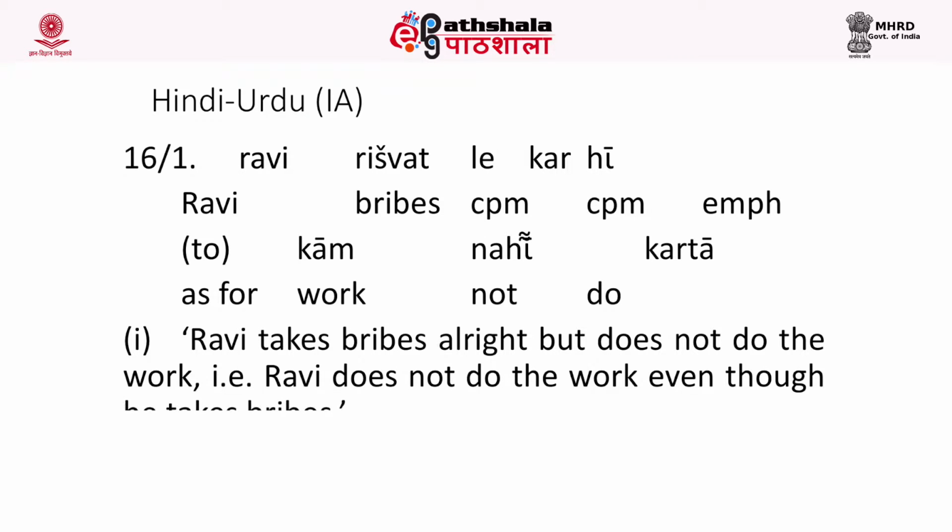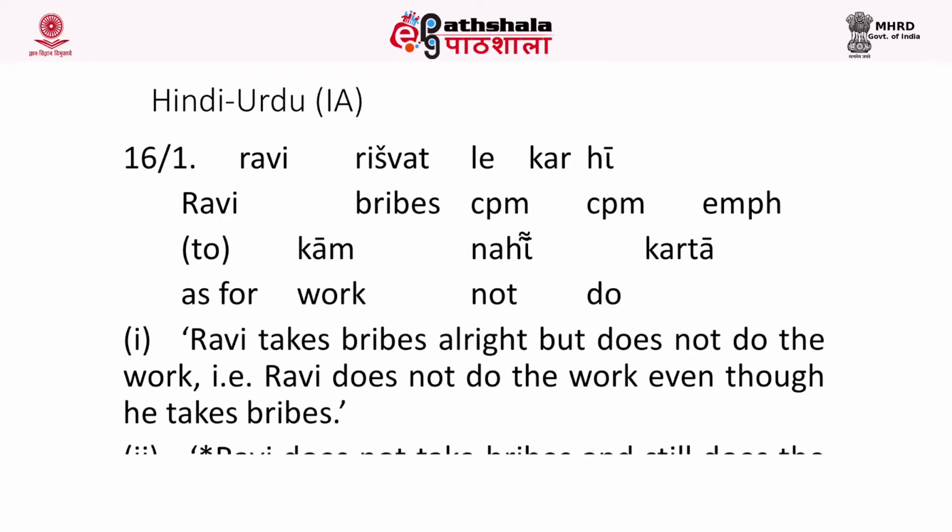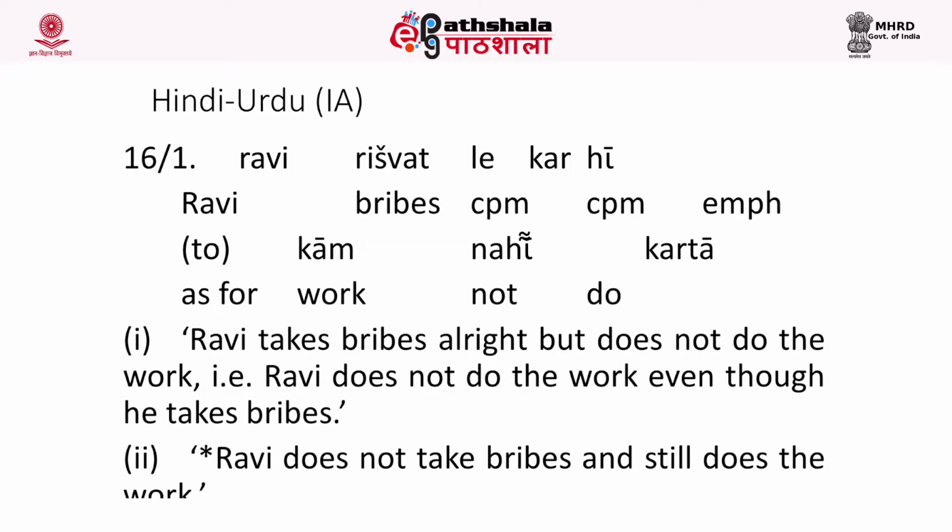So, when you have a particle such as hi, the emphatic, or to, as for, as in sentence 16.1, Ravi rishwat lekar hi kaam nahi karta, this means Ravi takes bribes all right, but does not do the work. That is, Ravi does not do the work even though, or in spite of, taking bribes. But it does not mean Ravi does not take bribes and still does the work. The kind of ambiguity that we have seen earlier is lost in this sentence. Why? Because the particle blocks the negation percolating down. So the embedded clause forms a syntactic island, and it does not permit any percolation of any item into its island.